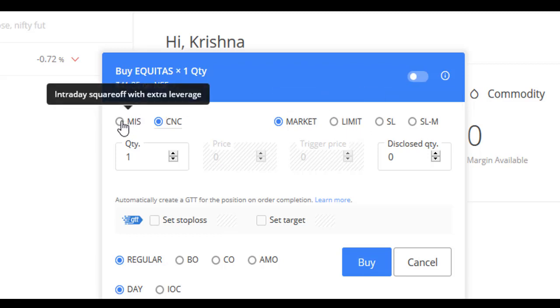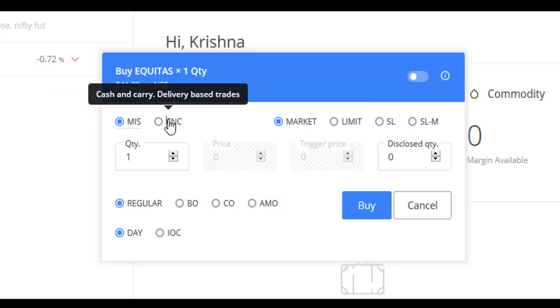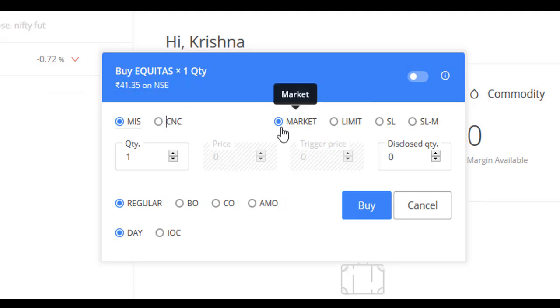So for example, let's assume we are using margin intraday square up, so we're placing intraday trades. Market order, what it means: when you click here, you can see the price got disabled, trigger price got disabled. You can only enter your quantity and the disclose quantity. And for quantity, we know how many stocks you want to buy according to your capital power.